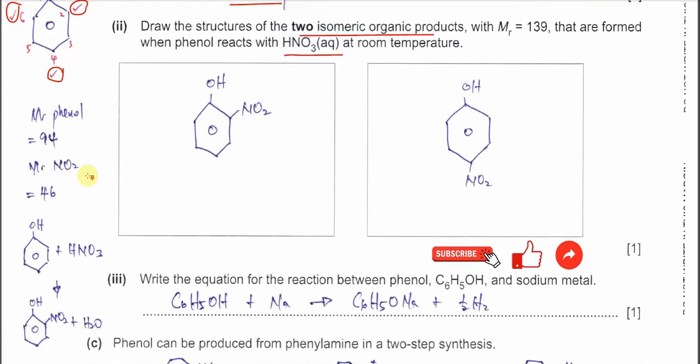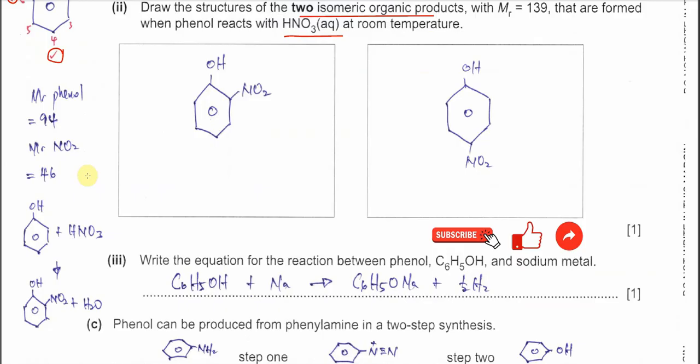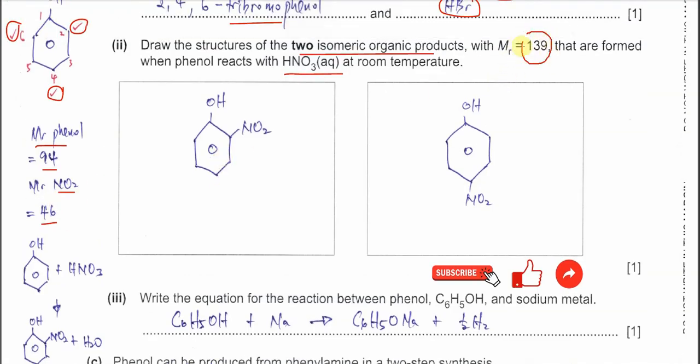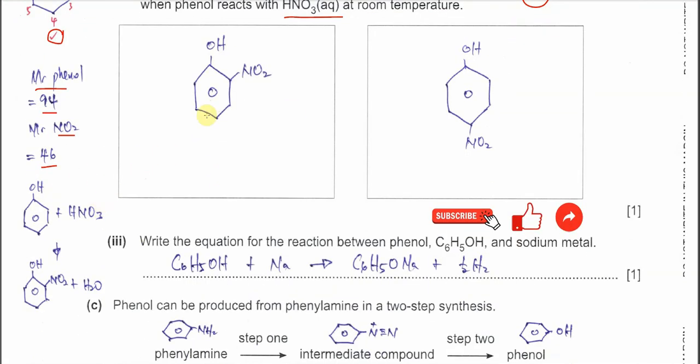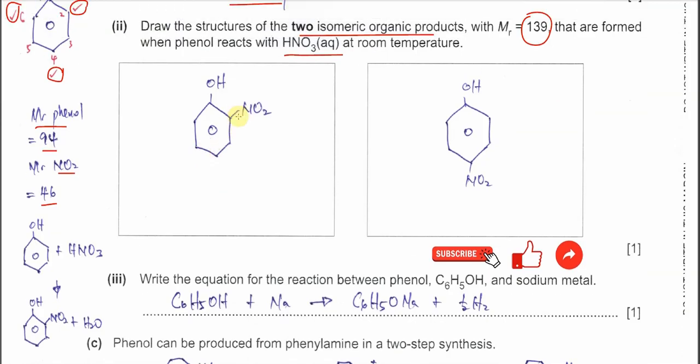And how many nitro groups are present? At least we should know. For phenol, the molar mass is 94. The NO2 is 46. When you sum these up, it is actually 140. And it's given as 139. This is because in nitrophenol, one of the hydrogens in the phenol is already substituted, so it's minus 1. So it's 140 minus 1.